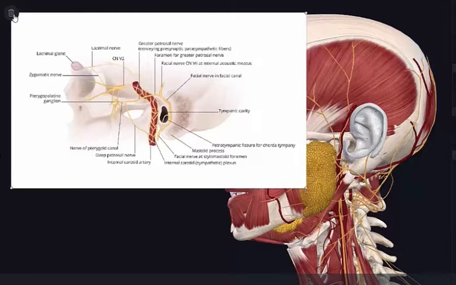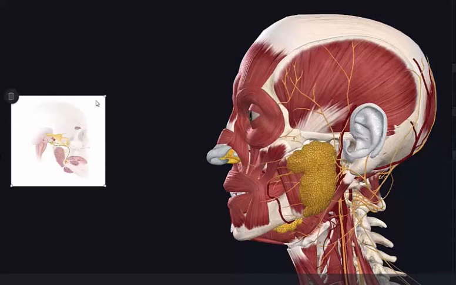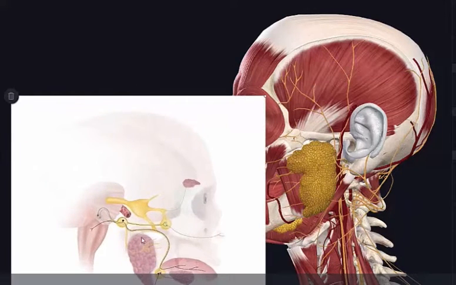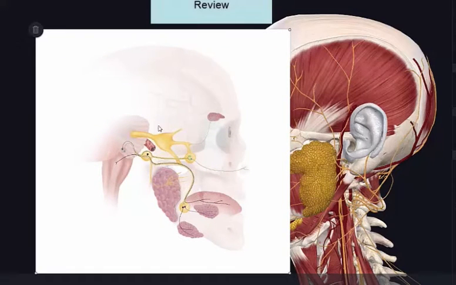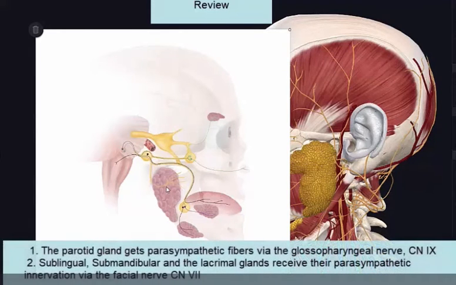So let me hide this now. That was the facial nerve. And let's do a little check if the info has been able to seep in so far. Let's review the glands, or some of the glands, in the head region. In a nutshell, parotid glands are the largest glands innervated via the glossopharyngeal nerve. Check.